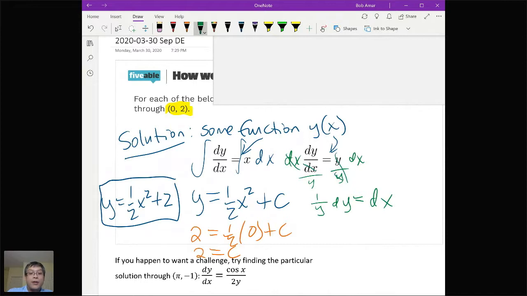And then I'm going to do something weird. I'm going to integrate, and I'm going to integrate both sides with respect to the variables that I have on those sides. It looks like I shouldn't do that, but it actually works.